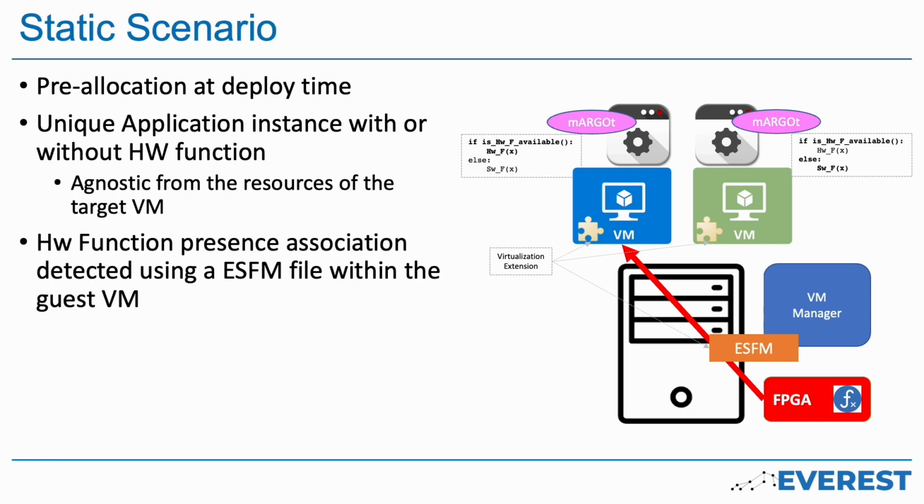In the first static scenario, we consider the case of a pre-allocation of the hardware function to one of the virtual machines. In this scenario, the EVEREST runtime supports the application by making it agnostic from the resources that are attached to the guest virtual machine. The presence or absence of the hardware function attached is detected by Margot using an ESFM file within the guest virtual machine. To simplify the video and the demo, instead of running two virtual machines, we will launch two times the same application instance before and after attaching the hardware function to the virtual machine.